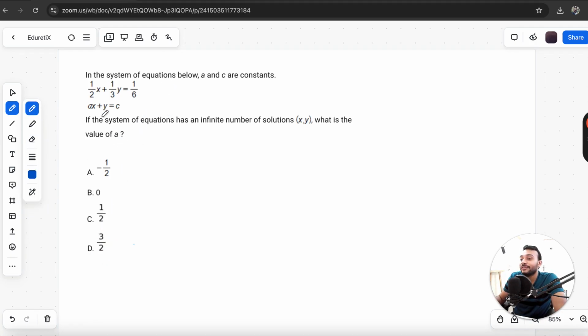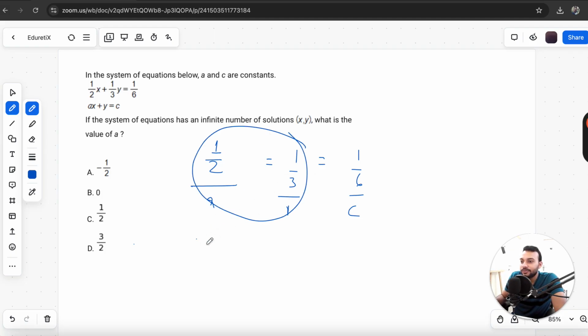The rule is for infinitely many solutions, the ratio of coefficients must be the same for each. So like half, this is the coefficient of x in the first equation, divided by A should be equal to 1 by 3 over 1 should be equal to 1 by 6 over C. So from here also you can solve the equation for the value of A. If you pick just these two, A is equal to 3 over 2, or from DESMOS, as we can see. Okay, going for the next one.